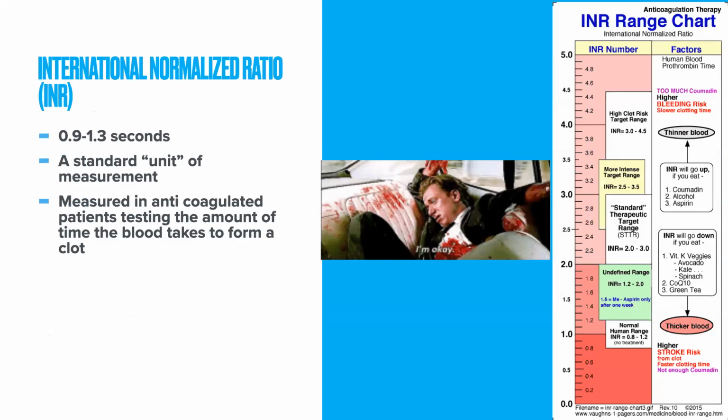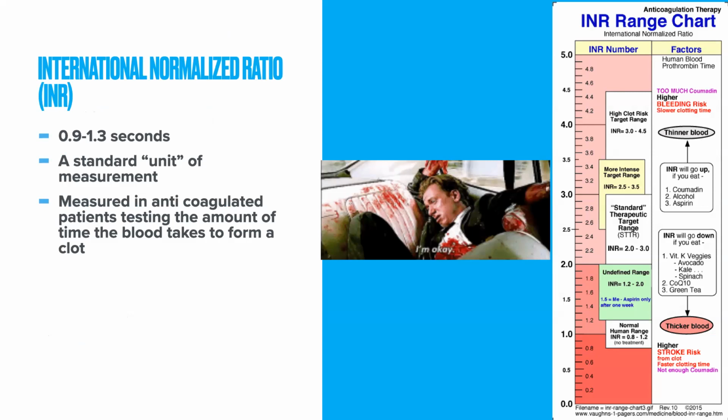So as we look at INR, INR is the international normalized ratio. This is really what patients that are taking those blood thinners are getting tested pretty regularly, usually once a month. INR gives us that gauge of what's normal, what's not normal. Do we need to increase our warfarin or Plavix, or do we need to decrease it, right? And this is 0.9 to 1.3 seconds. It's a standard unit of measurement. That's why it's called the international normalized ratio.